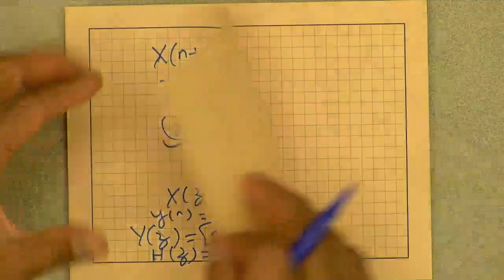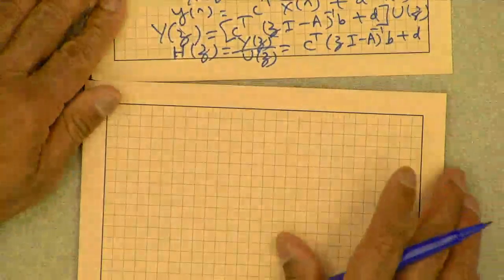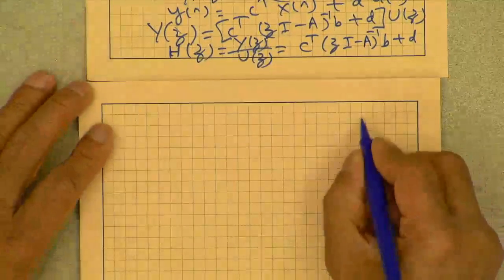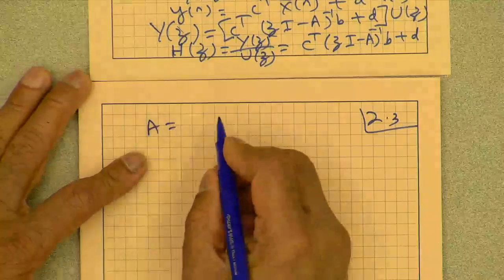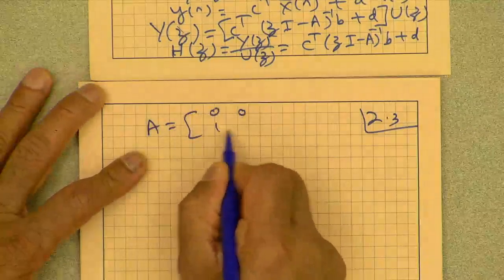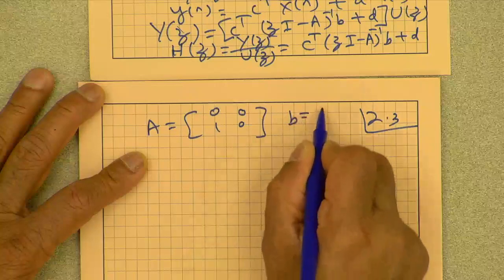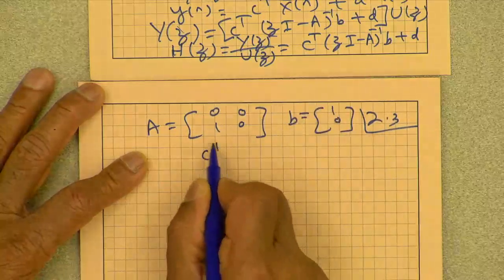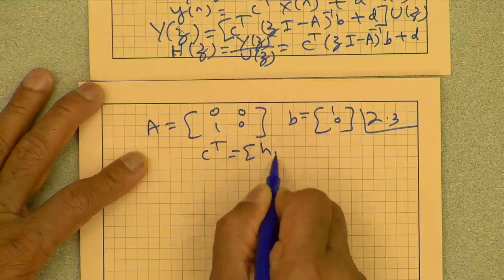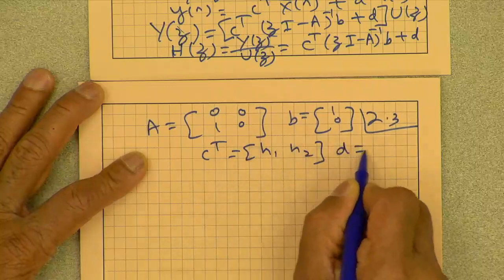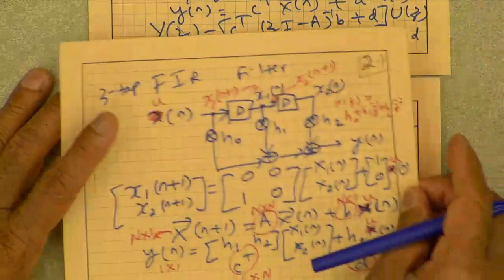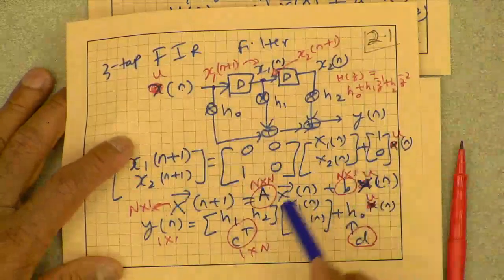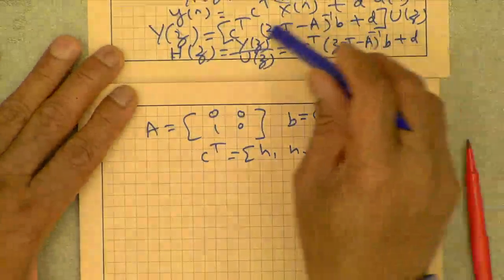Okay, so for the same FIR example, if I take the A, B, C, D matrix, so for this example, A was 0, 0, 1, 0, B is 1, 0, C transpose is H1, H2, and D is H0. So these are things that we had seen here from that page. So I grab A, B, C transpose and D and substitute in that equation here.